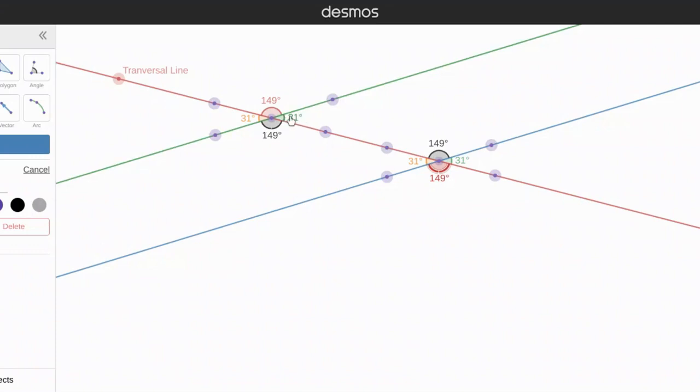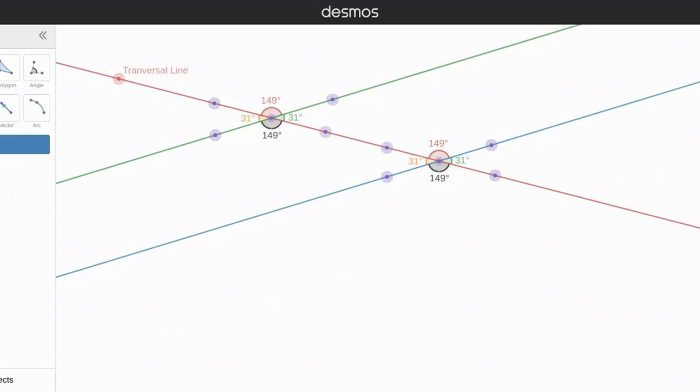Now look at this green one, the 31 degrees, and this angle down here, 149 degrees. Those are called consecutive interior angles. And if you notice, consecutive interior angles are going to be supplementary. Consecutive exterior angles are also going to be supplementary. I'm going to make all the corresponding angles the same color.